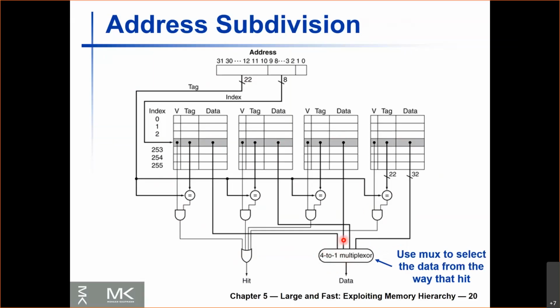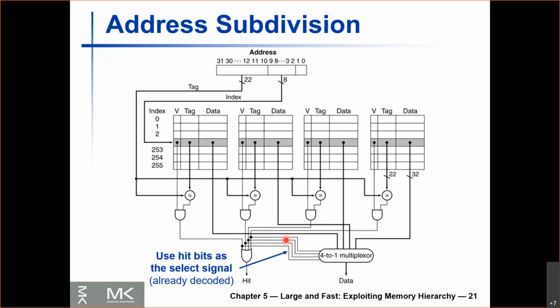Which one does it select? How does a multiplexer know which one to select? It should select the one that hit, right? The multiplexer should select the data that corresponds to the way that has a hit. So I already have the hit signals over here. And guess what? They're already in one hot encoding, right? These hit signals are already in one hot encoding. So I can use the hit signals and pass them to the multiplexer and also use them to select the data that I want.